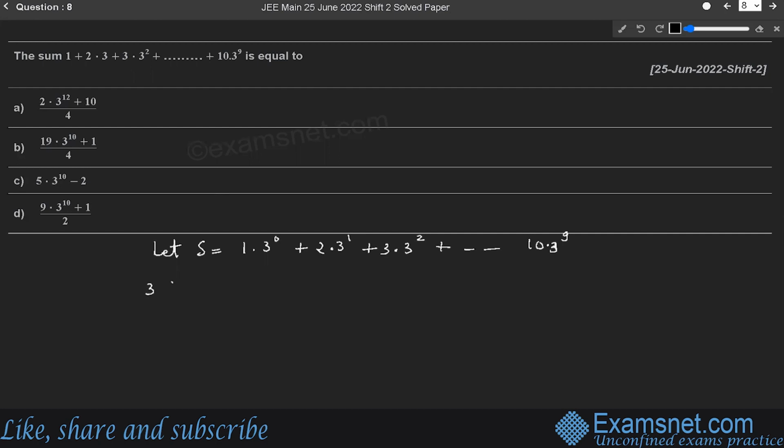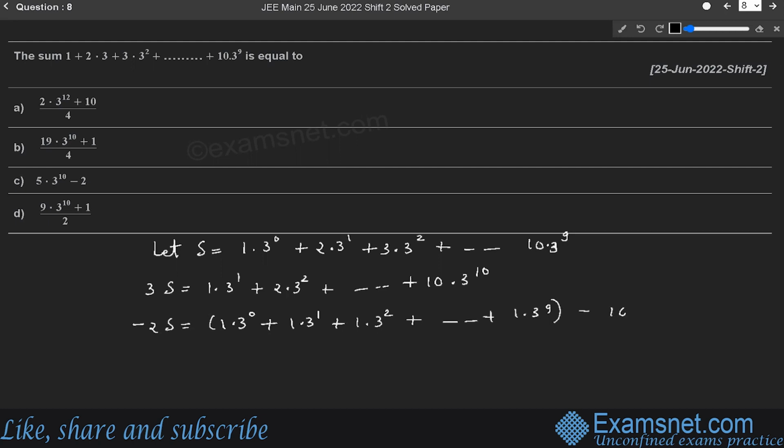Then 3S will be equal to 1 into 3 power 1 plus 2 into 3 square plus so on plus 10 into 3 power 10. Subtracting, minus 2S will be equal to 1 into 3 power 0 plus 1 into 3 power 1 plus 1 into 3 square plus so on up to 1 into 3 power 9 minus 10 into 3 power 10. So S will be equal to 1 by 2 into 10 into 3 power 10 minus (3 power 10 minus 1) divided by (3 minus 1).